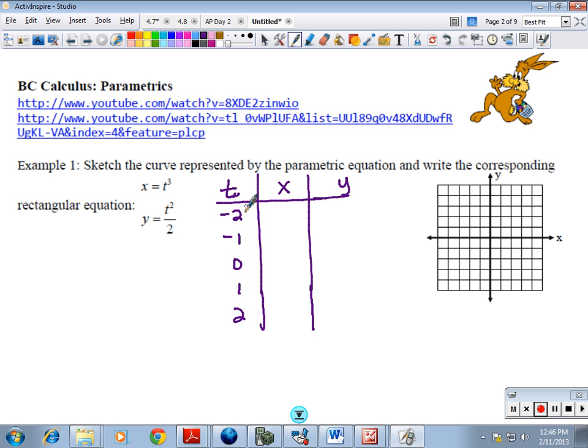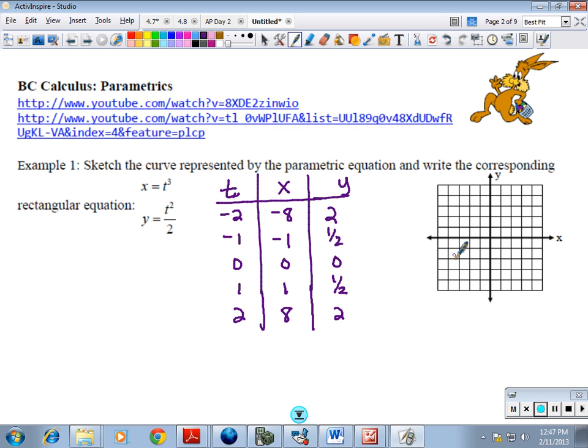And I'm going to fill them in. If t is negative 2, then x is going to be negative 8, and y is going to be negative 2 squared, which is 4, divided by 2 is 2. If t is negative 1, then x will be negative 1, y will be 1/2. If t is 0, x will be 0, y will be 0. If t is 1, x will be 1, y will be 1/2. If t is 2, x will be 8, y will be 2, and I just simply plug those in to the x and y equation.